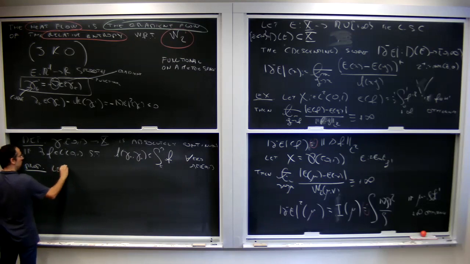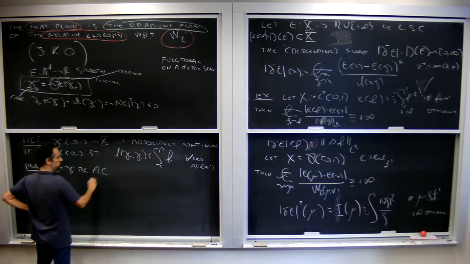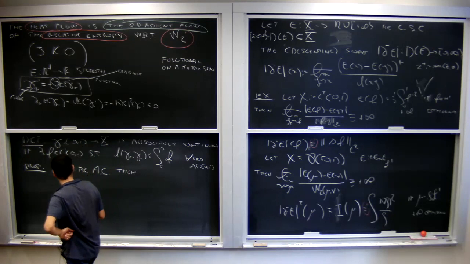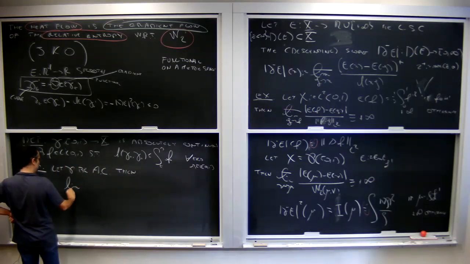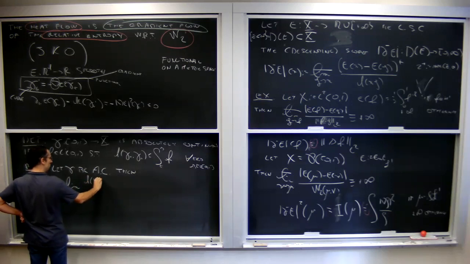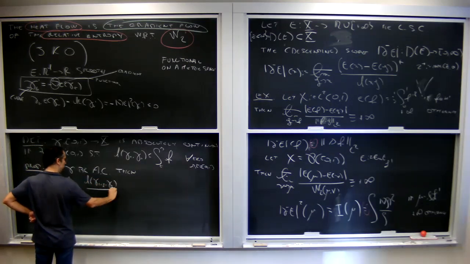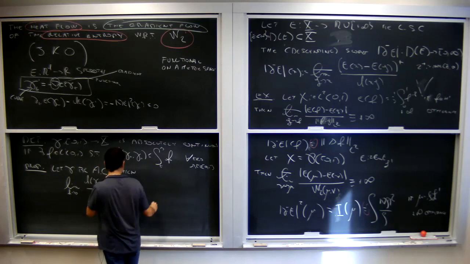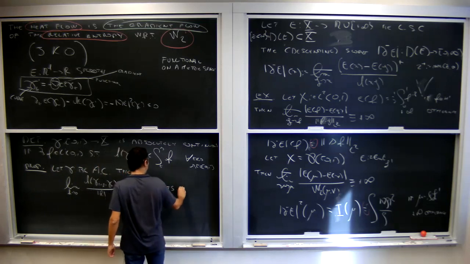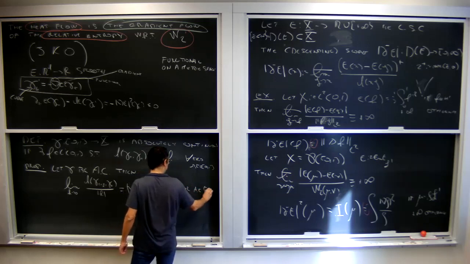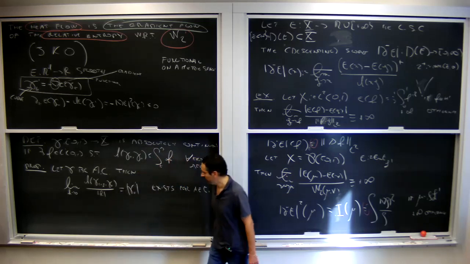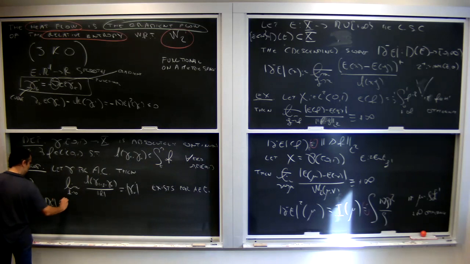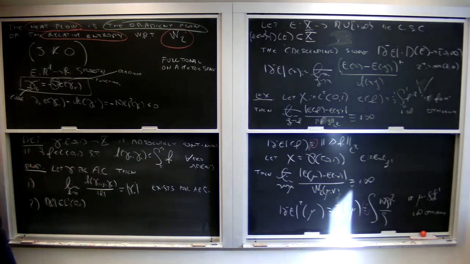So let gamma be absolutely continuous. Then, first of all, the limit as h goes to 0 of the distance between gamma t plus h and gamma t, divided by h, let me call it gamma t prime, this exists for almost every t. Second, this function is in L1 of 0, 1, the domain of definition of gamma.